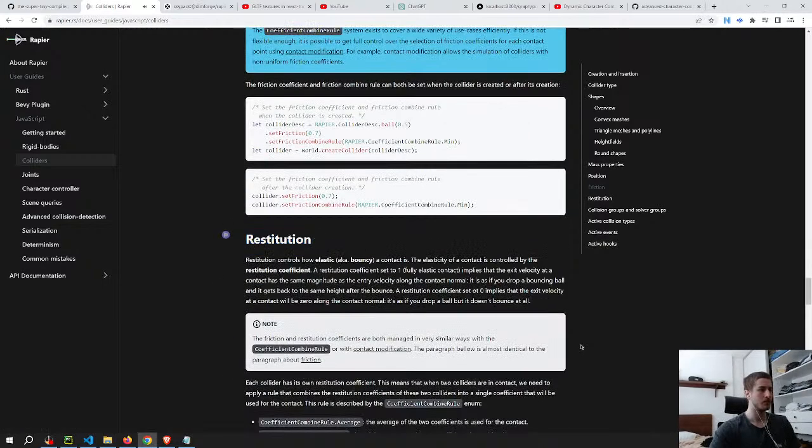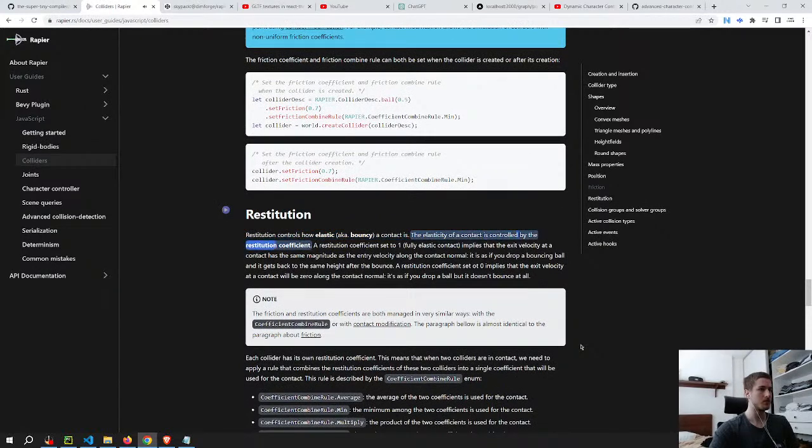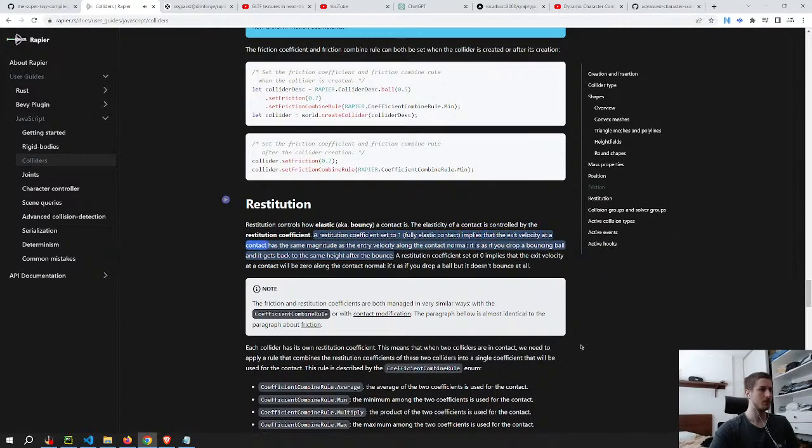Restitution. Restitution controls how elastic, a.k.a. bouncy, a contact is. The elasticity of a contact is controlled by the restitution coefficient. A restitution coefficient set to 1, fully elastic contact, implies that the exit velocity of the contact has the same magnitude as the entry velocity along the contact normal.